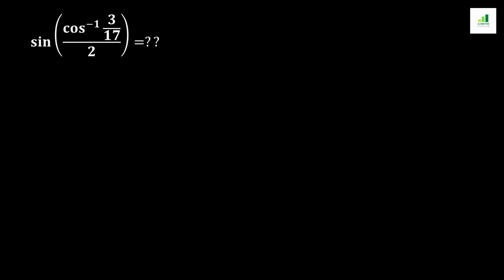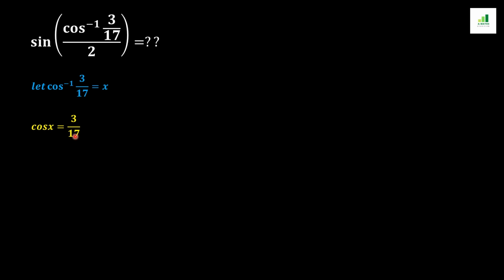Today in this video we are going to simplify a condition, and the given condition is sine of (cos inverse 3/17) over 2, and we are going to simplify this in this video. For this purpose we should first consider cos inverse 3/17 to be equal to x. Now this cos inverse will move to the other side of the equation. As a result we will get cos x is equal to 3/17.